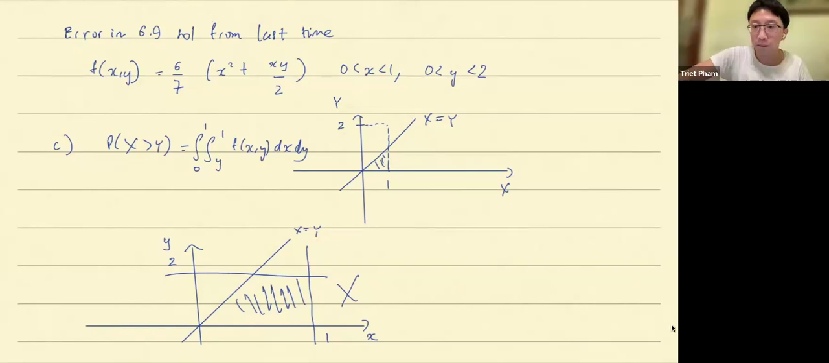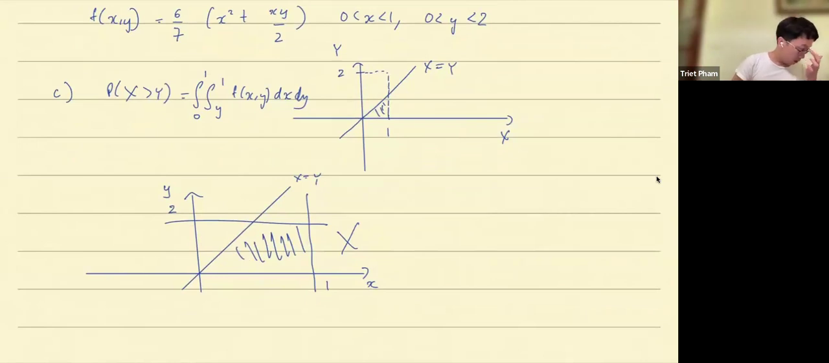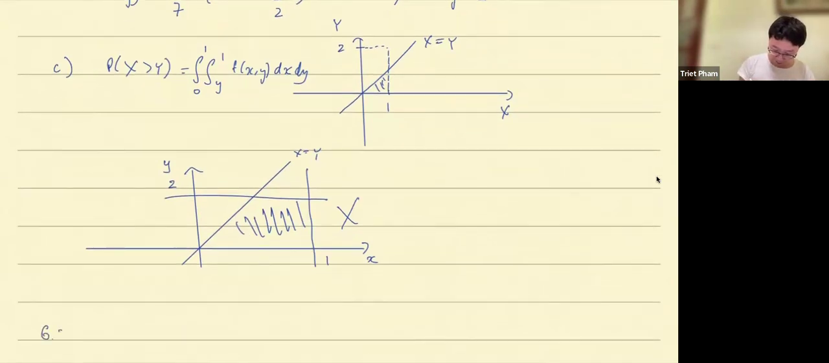Okay, so yeah, let's continue. That was the mistake from last time I wanted to point out. Now, okay, let's move on to 6.2, which is the topic of independence. Yeah, independent random variables.